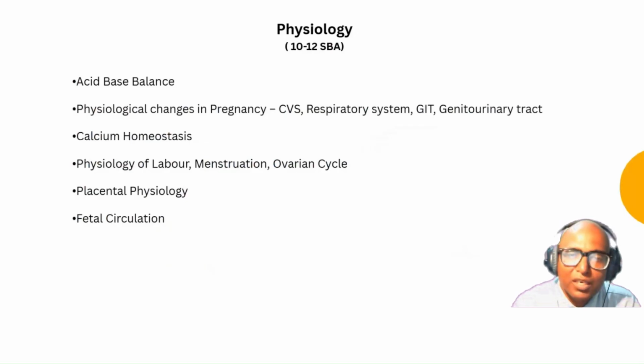In physiology, generally you will have 10 to 12 SBAs. The commonly tested concepts are acid-base balance, physiological changes in pregnancy, very frequently asked, especially the cardiovascular, respiratory system, GIT, genitourinary tract, etc. Calcium homeostasis, physiology of labor, menstruation, ovarian cycle, placental physiology, very frequently tested. Fetal circulation, you should know.